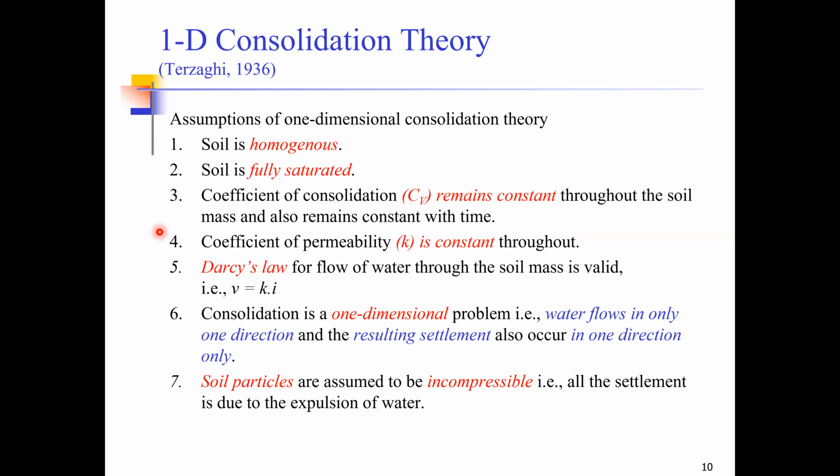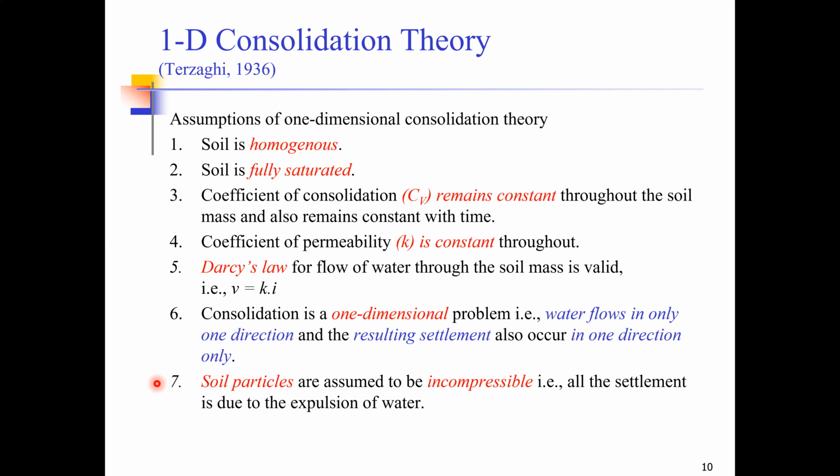The coefficient of permeability is constant throughout the soil layer. Darcy's law, which we have already studied in our previous chapter on permeability, that is v = ki, is applicable. And we also assume that consolidation is a one-dimensional problem. That is, the water flows only in one direction and the settlement also occurs in one direction, the vertical direction only. And finally, we assume that the soil particles are incompressible, which means that all the settlements are occurring because of the expulsion of water from the soil layer.